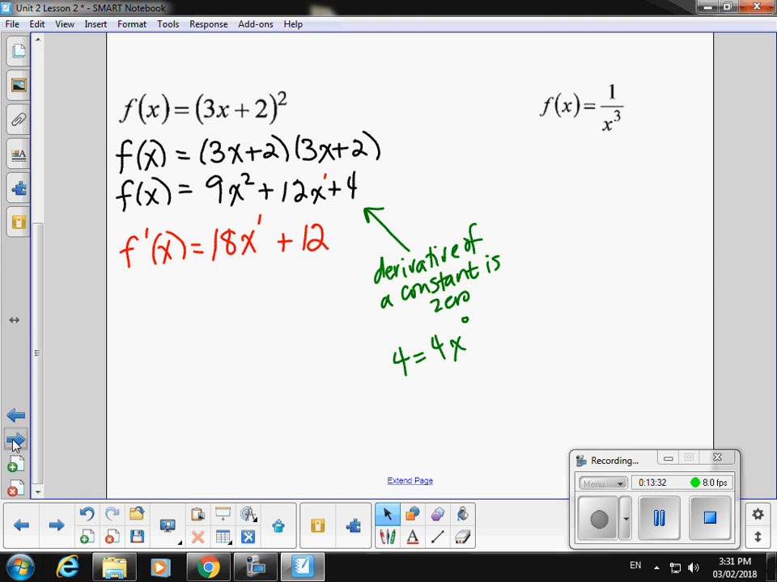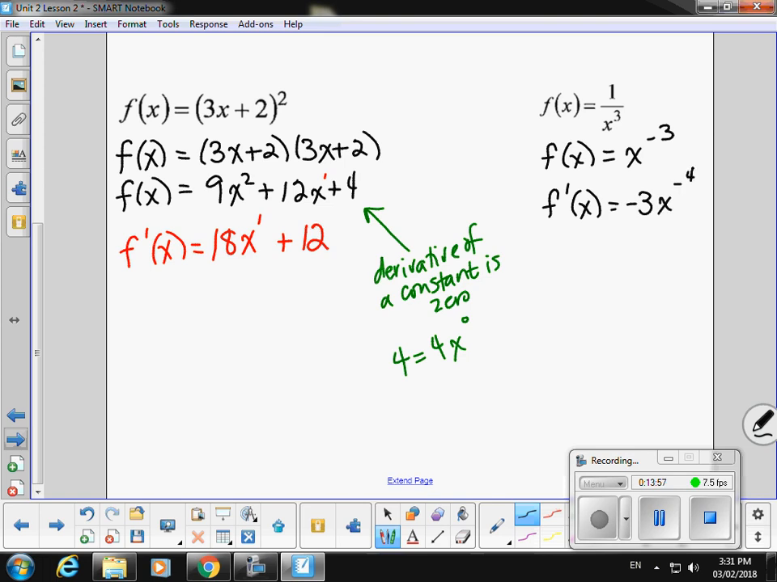Okay, last one. f(x) equals 1 over x cubed. Another way to write that function would be x to the minus 3. A negative exponent is a flip. So to have something in the denominator, it's easier to use the power rule if you write it with an exponent in the numerator. So we would end up with our derivative: bring down the exponent, reduce the exponent by 1. Best, prettiest answer would be negative 3 over x to the 4, because a negative exponent would indicate something in the denominator.